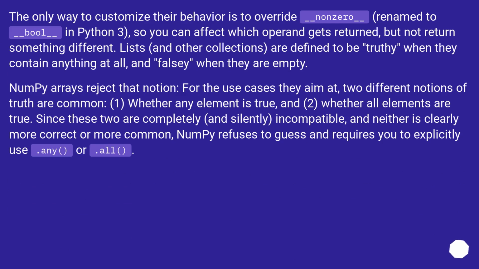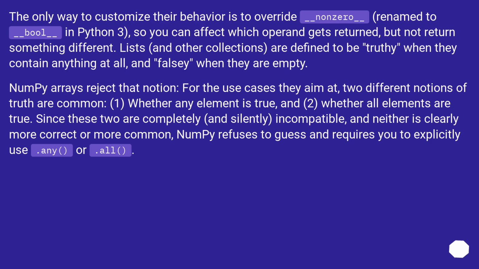The only way to customize their behavior is to override __nonzero__, renamed to __bool__ in Python 3, so you can affect which operand gets returned, but not return something different. Lists and other collections are defined to be truthy when they contain anything at all, and falsy when they are empty. Numpy arrays reject that notion.